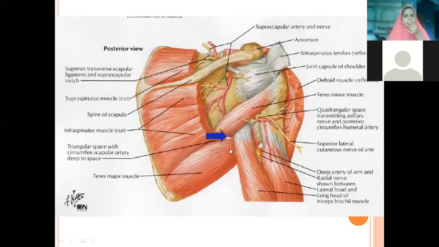Between teres major and minor, we have the circumflex scapular artery. This is the upper triangular space. We have the posterior circumflex humeral and axillary nerve. This is the lower triangular space, where you are finding the radial nerve and profunda brachii. Okay.